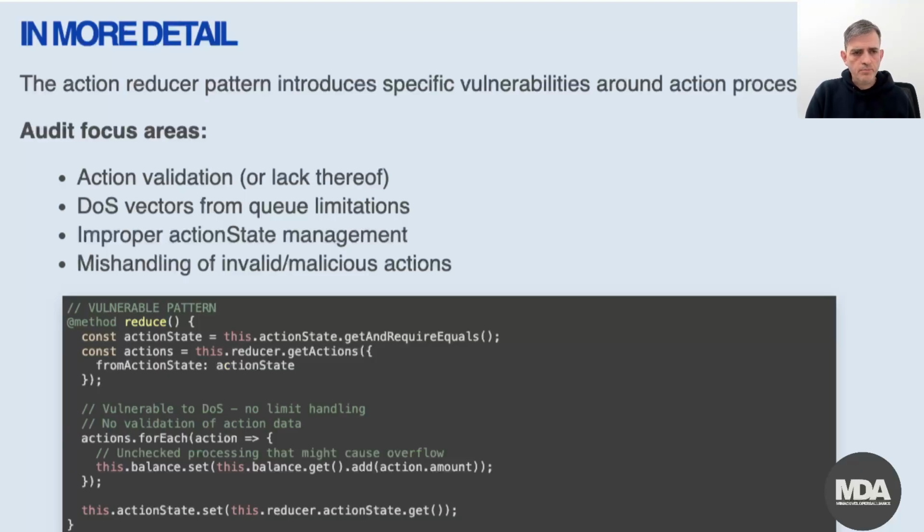So I've got an example here of a vulnerable pattern. Here we're doing a reduce, we're getting actions, but we are vulnerable to a denial of service because there is no limit to the actions that we are going to be handling. Furthermore, there is no validation of the action data.